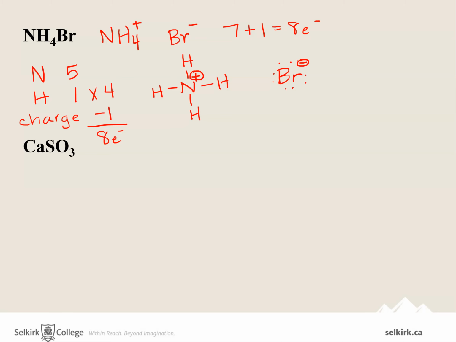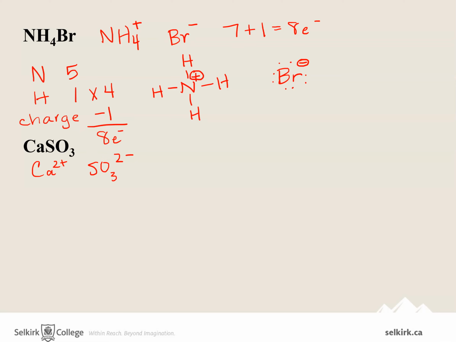All right, let's try the next one. And I hope you know what that's called. That's calcium sulfite, right? And another ionic compound. I see a metal and nonmetal. That is really calcium 2+ and sulfite 2-.